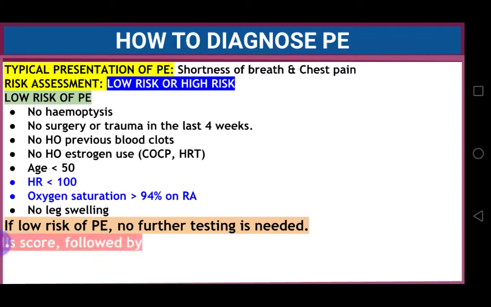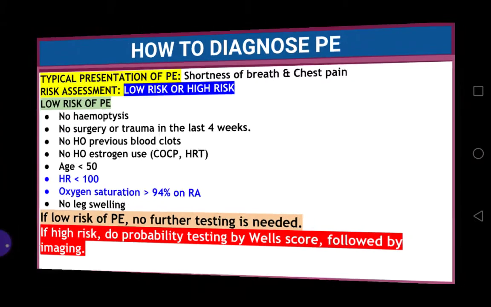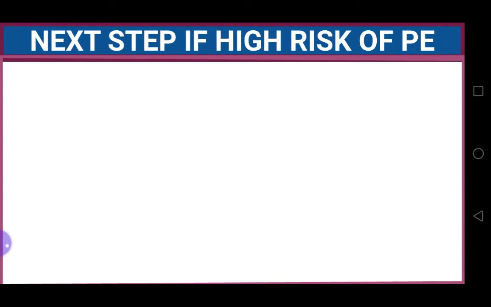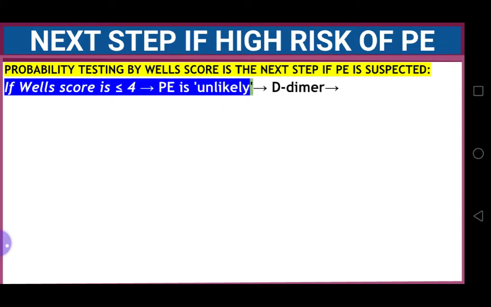In such patients, no further testing is needed. But if these findings are present in any combination, especially a positive history and heart rate more than 100, oxygen saturation less than 94% on room air, or any suggestion of deep venous thrombosis, then this patient is high risk. In this patient, we need to do probability testing by Wells score followed by appropriate imaging. So if patient is having high risk of pulmonary embolism, then we have to calculate Wells score. If Wells score is 4 or less than 4, then pulmonary embolism is unlikely.